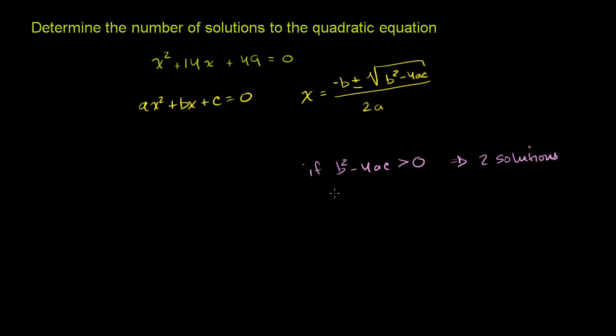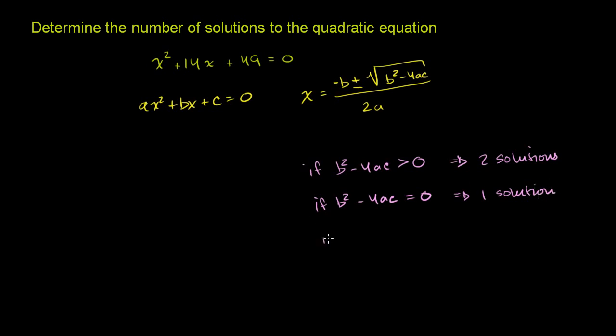Now, what happens if b squared minus 4ac is equal to 0? If this expression under the radical is equal to 0, you're just going to have the square root of 0. So it's going to be negative b plus or minus 0. And it doesn't matter whether you add or subtract 0, you're going to get the same value. So in that situation, the actual solution of the equation is going to be negative b over 2a. There's not going to be this plus or minus. It's not going to be relevant. So if b squared minus 4ac is equal to 0, you only have one solution.